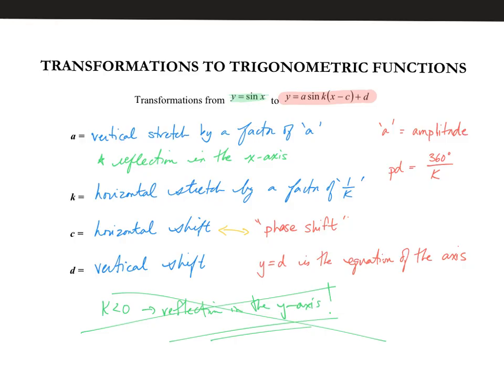Lastly, you'll notice that we have our vertical shift. And an important feature for us is that when y equals d, that is our vertical shift, that becomes the equation of our axis, the middle of our trig curve. So we should already have the blue and the green in our back pocket. What we're going to do today is focus in on the red and make sure that we can apply all these transformations to trig graphs and have an understanding of some key properties. So let's jump in.